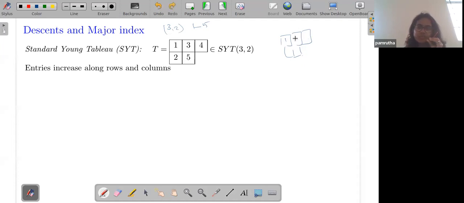So maybe 1, 2, 3. So this is also an example of a standard Young tableau. Basically, the only thing is when we go along the row and column, the numbers should be in increasing order. We have to fill the n boxes with integers 1 to n, such that when we go from left to right and top to bottom, it should have an increasing order.